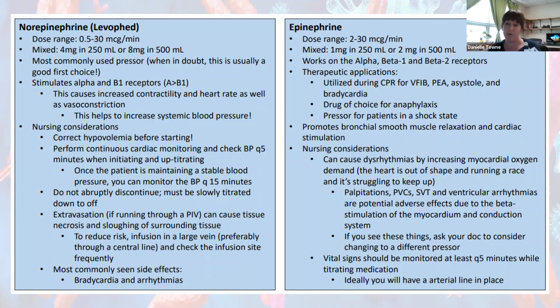Again, range is about 1 to 30 mic per minute, so it's kind of helpful to remember. They're both fairly similar. And here we mix a milligram in a 250 bag, and again, we run it on the pump. Epinephrine hits on even more receptors. So not only your alpha, which is more your peripheral vasculature that helps to kind of clench down and tighten, but also your beta 1 and your beta 2 receptors.